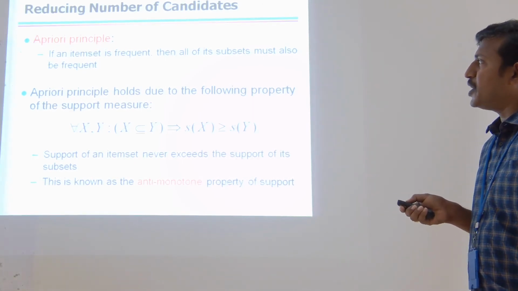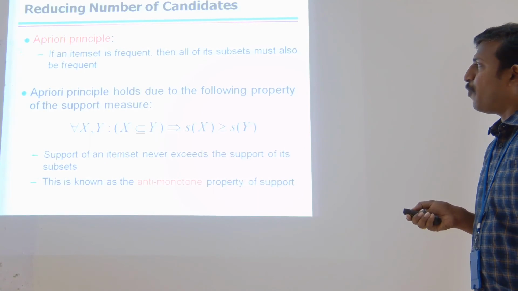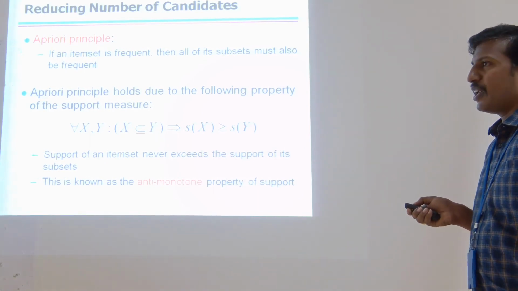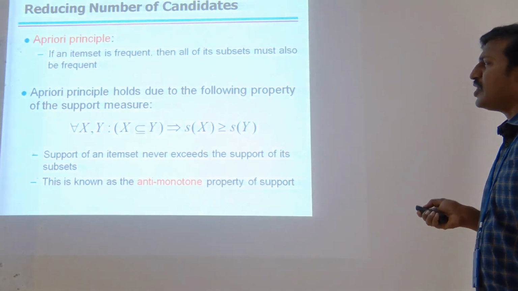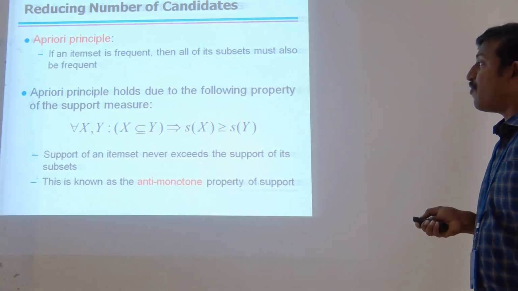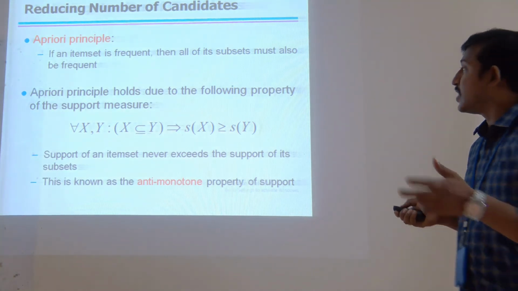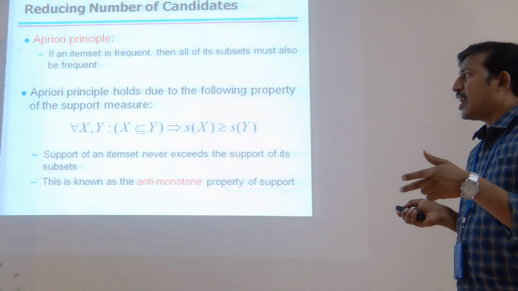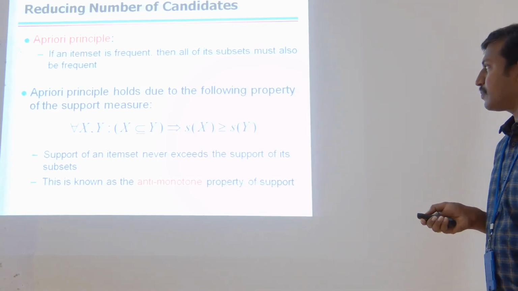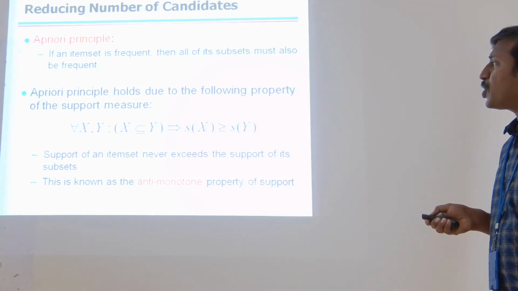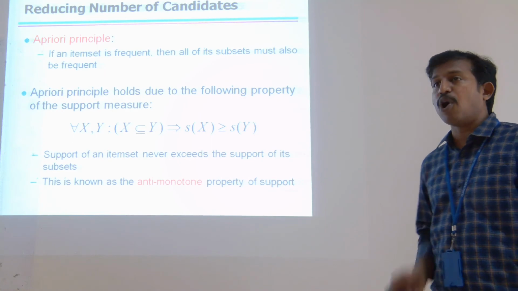The Apriori principle holds due to the following property of the support measure. For all X, Y, if X is a subset of Y, then support of X is always greater than or equal to support of Y. What this indicates is that the support of an item set never exceeds the support of its subset. That means subsets will have more support than supersets. This property is called the anti-monotone property.